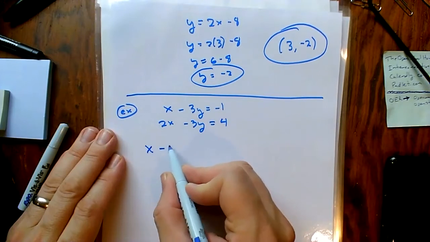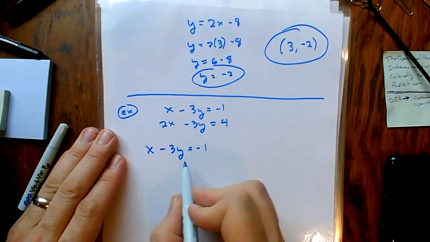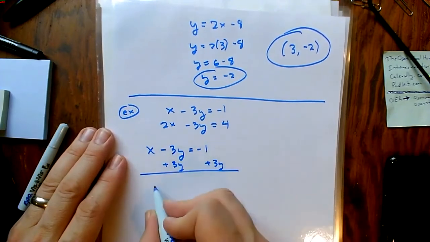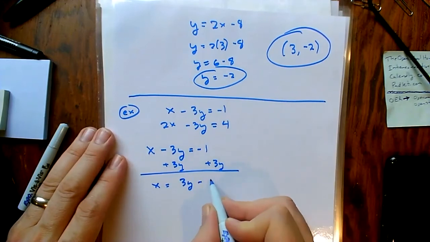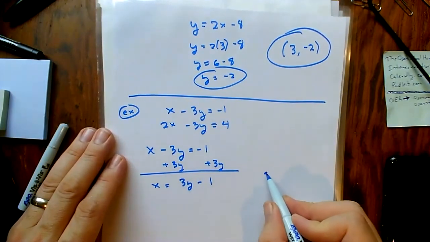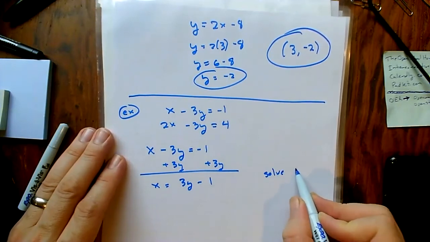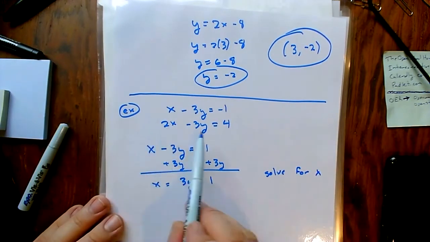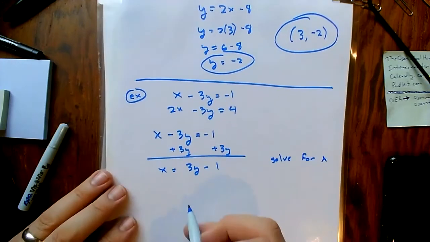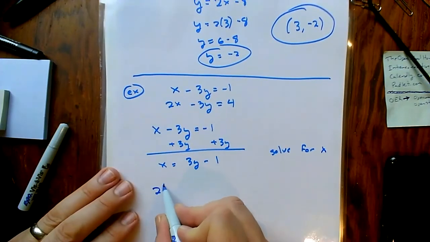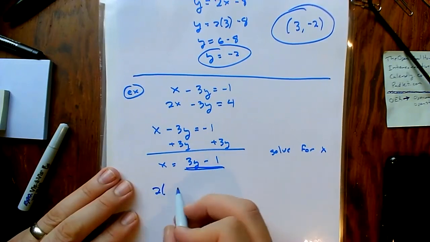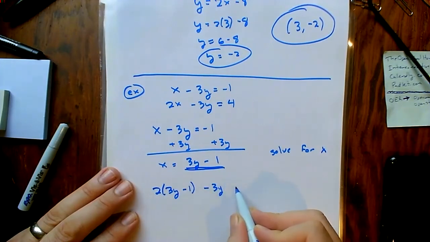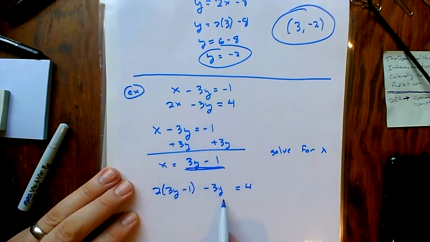So I've got x minus 3y is equal to negative 1. I'll just add 3y to both sides. So now I've got x is equal to 3y minus 1. Now we have solved this one for our x, and I have to substitute into this other equation. So I've got 2, and instead of x, we're putting in this expression, 3y minus 1, minus 3y is equal to 4, because it's 2x minus 3y equals 4.